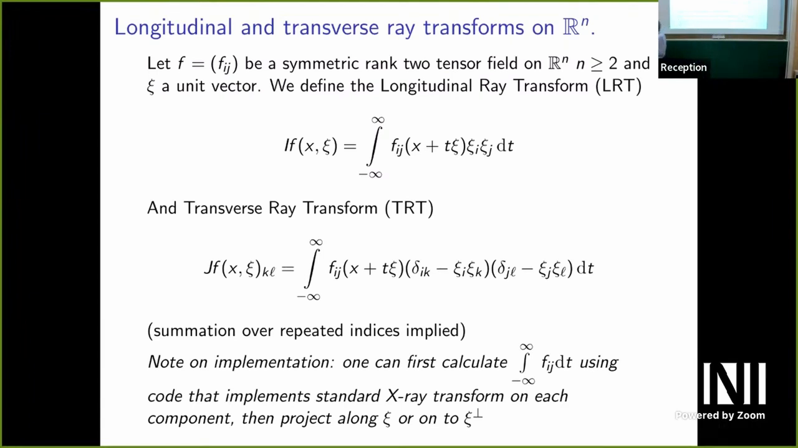And then you project all the components along the way, and then you do the projection of the tensors that you get from that onto the direction you're going or the direction perpendicular to it. And that has to be done for each parallel beam projection.